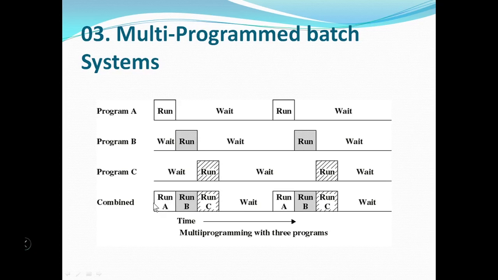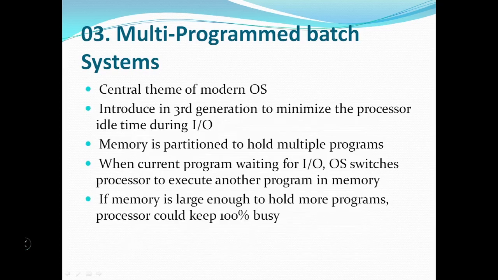Here we are executing program A. Here we are executing program B after program A, and once it is completed, then we are executing program C. Then we can reduce the idle time of the processor. So this is an advantage of a multi-program batch system.